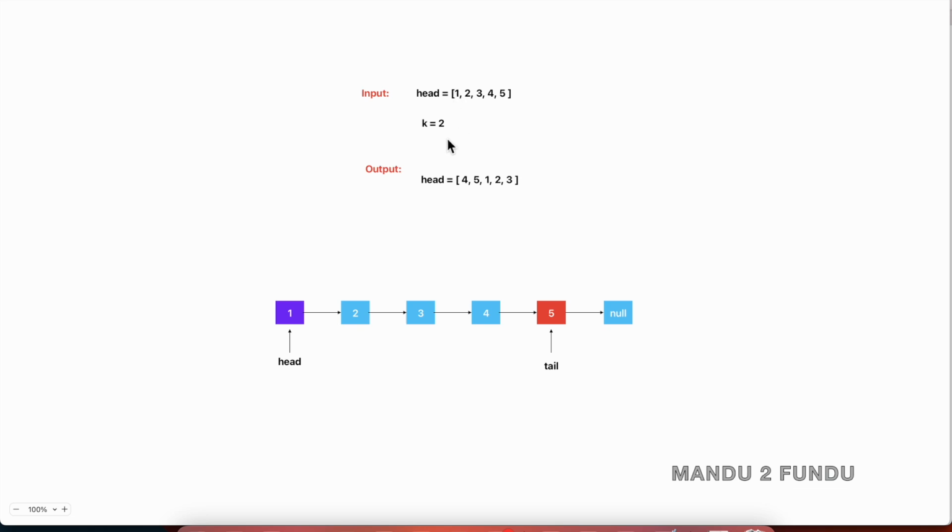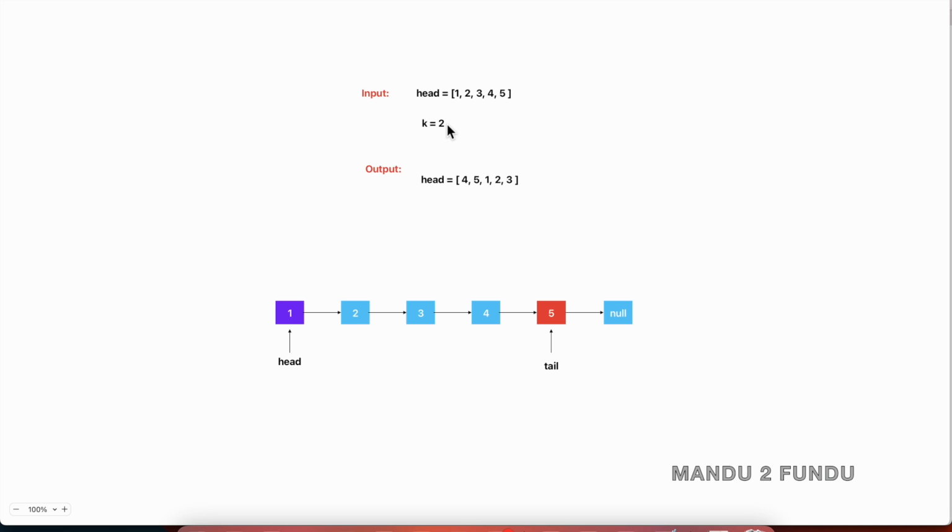So the brute force approach will be to traverse this linked list k times. Each time move the tail node to the beginning of the linked list as a head. So for a huge value of k, this approach is inefficient.